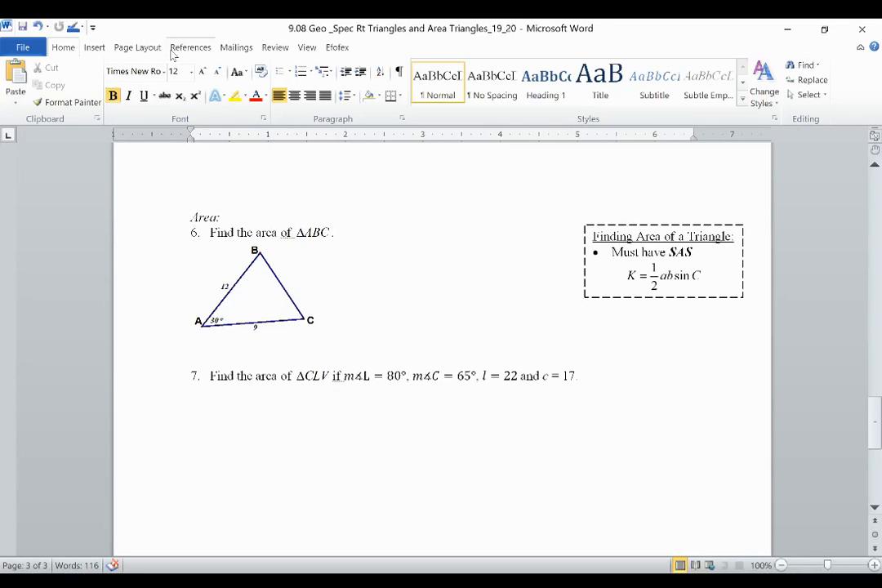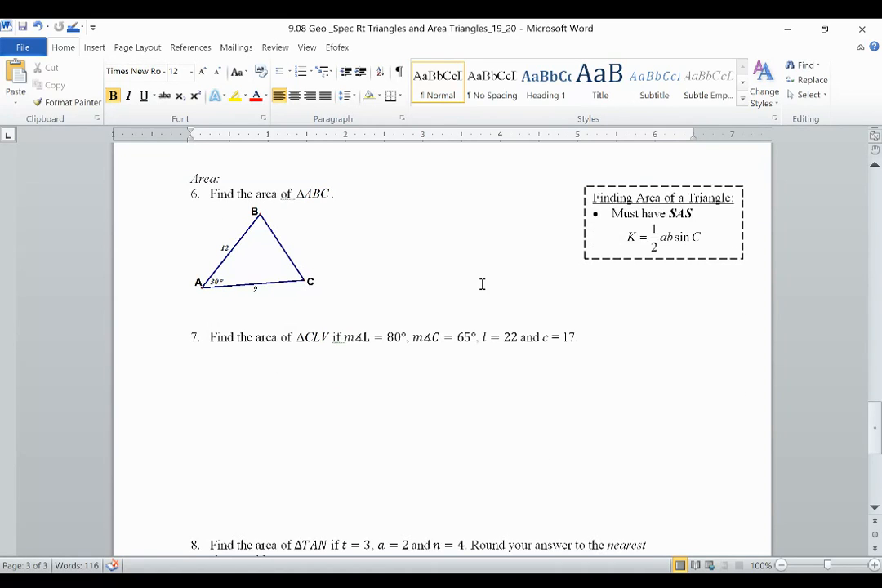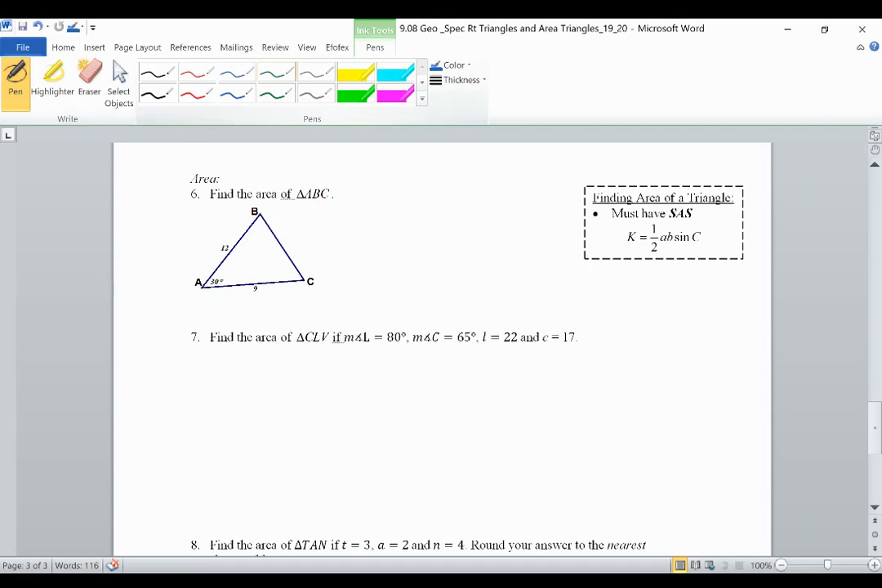All right, this is the rest of 9.08, kind of a compilation of different things. So now we're going to find the area of a triangle. You have already learned that when you are finding the area of a triangle, the area is 1/2 base times height, the length of the base times the length of the height divided by 2. The issue with that is you can't always find those things with the given information.